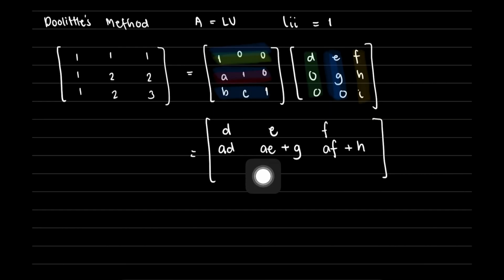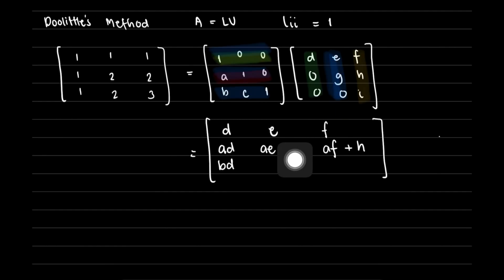And then if we're going to obtain the element here, we're going to multiply the third row with the second column, and so on. So for the element here, we have B multiplied by D, and then we have C multiplied by 0 and 1 multiplied by 0. And then if we add that, that's basically equal to B times D.